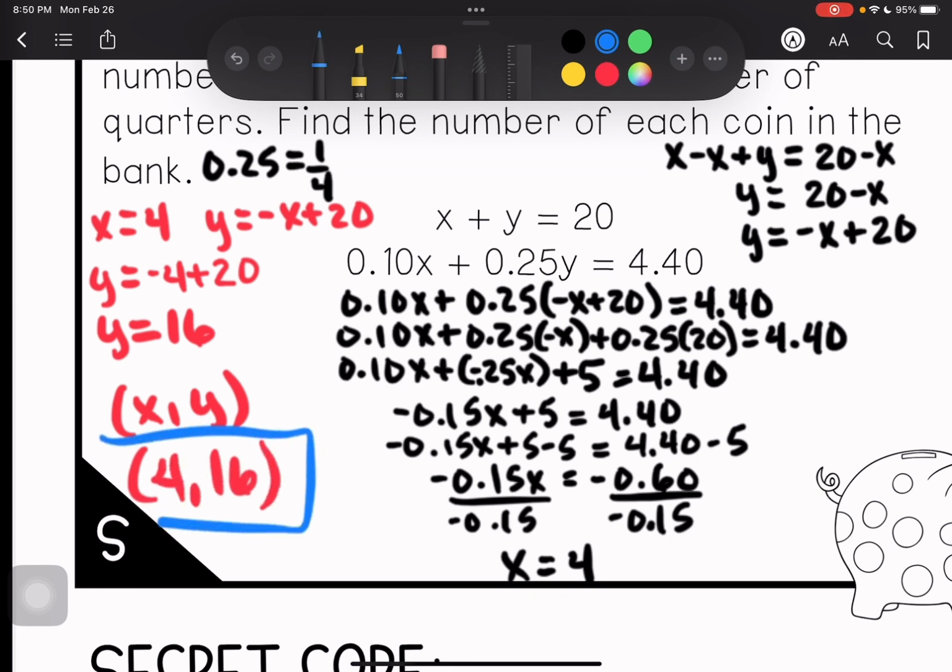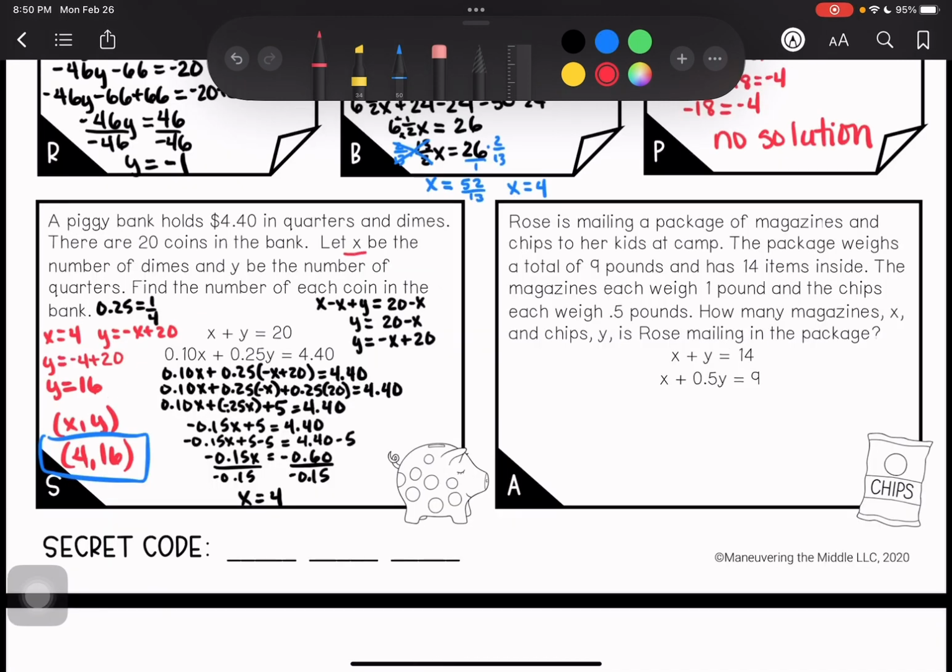So this is my solution. X is the number of dimes, and Y is the number of quarters. So to answer the question, there are 4 dimes, and there are 16 quarters.